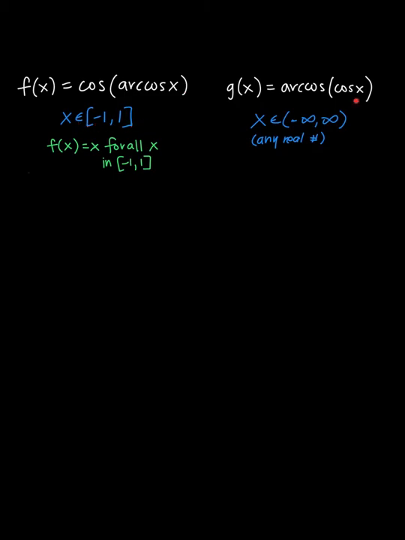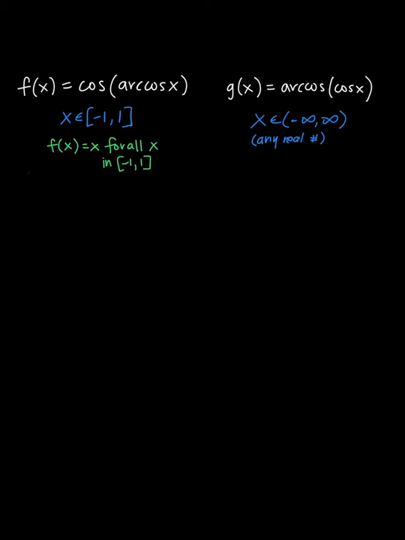But here, cosine is not picky at all. It can take on any x as an input, but then the last thing that happens before g, the function mapping, is complete, is that we take arc cosine of whatever we have from cosine of x. And arc cosine has a very limited range. Arc cosine only spits out things from 0 to pi.